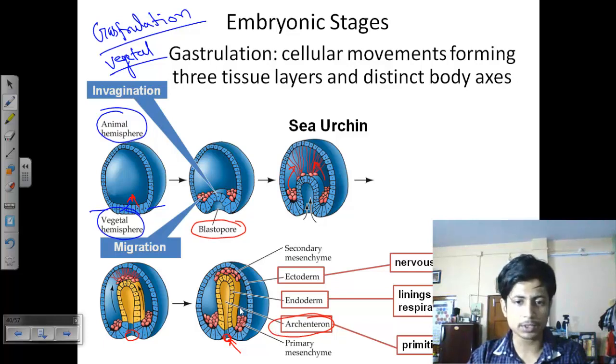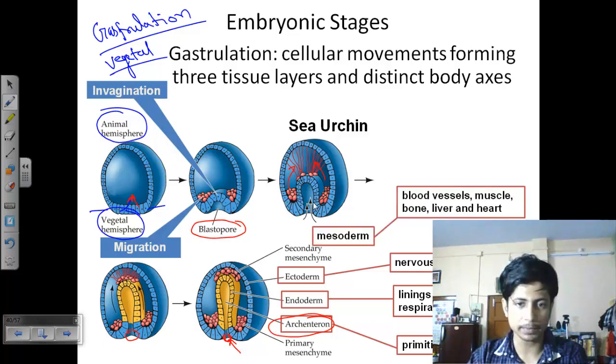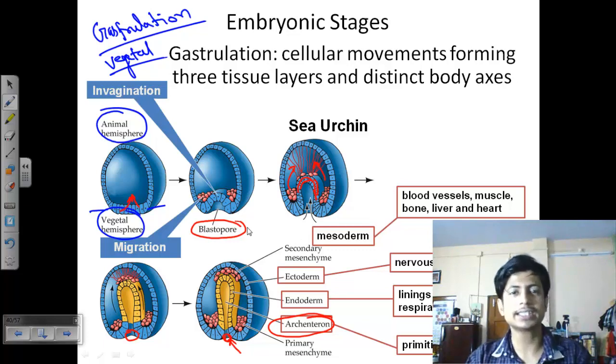gut. Mesoderm was not shown here, but actually this is the mesodermal region. So the mesodermal region produces the blood vessel, muscle, bone, liver and heart. So see, these are the embryonic stages for the gastrulation phase. It's not very difficult, though many students find it difficult, but actually it's very easy.